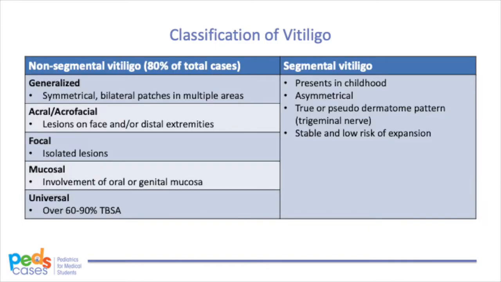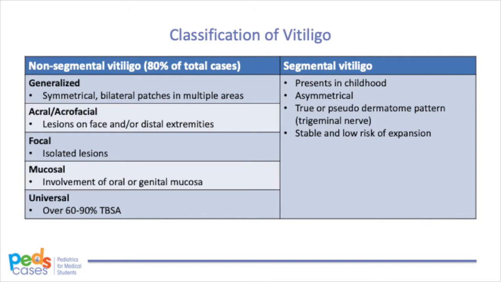Vitiligo can be broadly classified into non-segmental and segmental vitiligo. Non-segmental vitiligo is more common and comprises 80% of total cases. The classifying feature being that the white patches of depigmentation are seen all over the body and often in a symmetric pattern. Non-segmental vitiligo is further broken down into 5 subcategories.